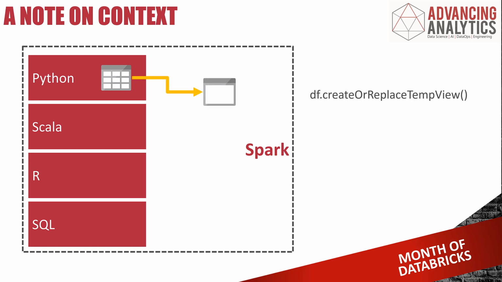So there's a command for that we're going to see, so that's called create or replace temp view, and as soon as we've done that, that then creates an object that is visible across all of the other languages. Now again, it's not moving any data, it is just a pointer that makes it accessible to the other contexts.